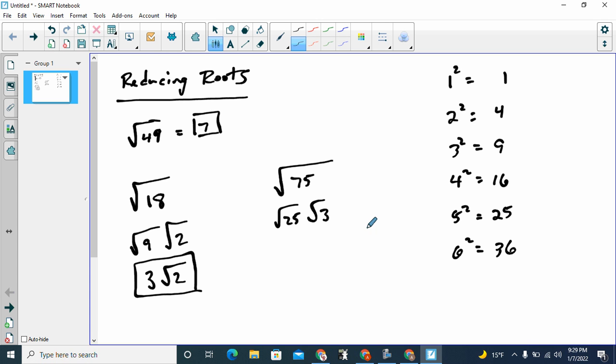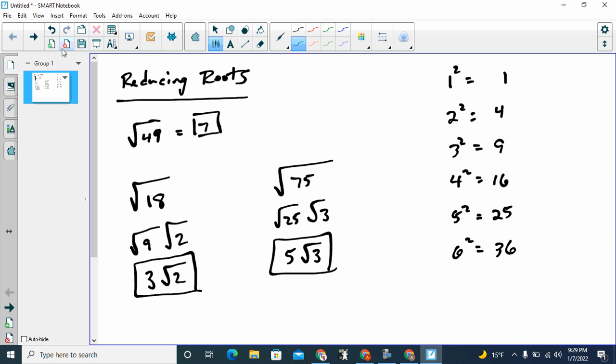25 is a perfect square. Again, I'm using 25 and 3 because 25 is a perfect square. I would not use 15 and 5. 15 times 5 gives me 75, but neither of those numbers are perfect squares. And then the square root of 25 is 5. I get 5 root 3.